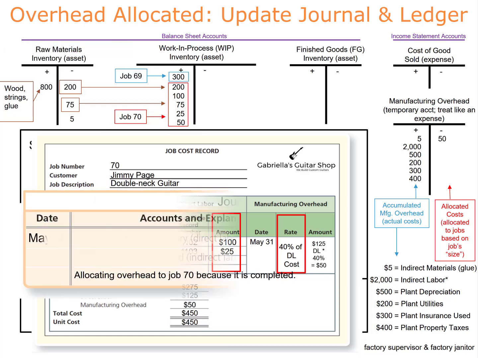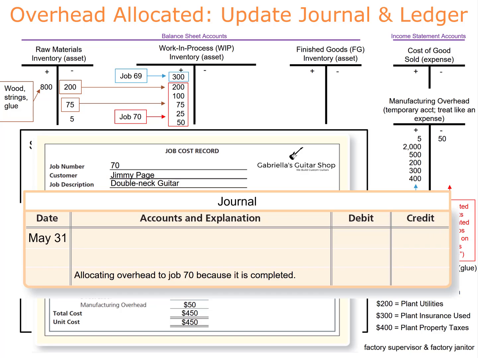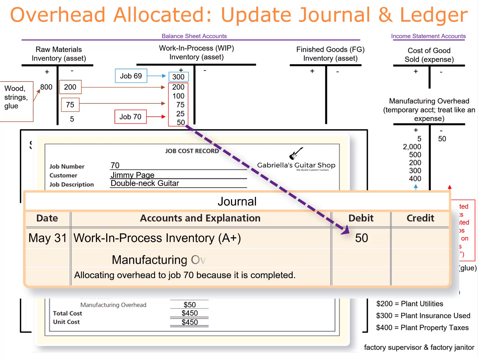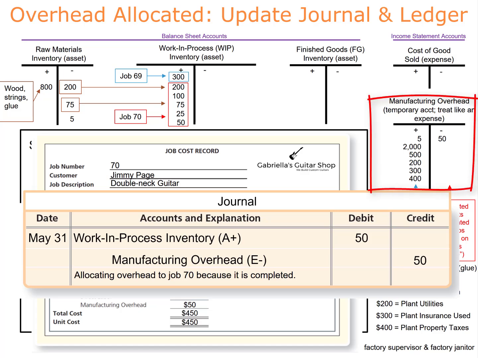Now we can complete the journal entry to allocate $50 of manufacturing overhead. We do this by simply debiting work in process inventory, an asset that is increasing, and crediting manufacturing overhead, a temporary account that is decreasing. In a future video, we will learn how to adjust the manufacturing overhead account so that its balance is 0.